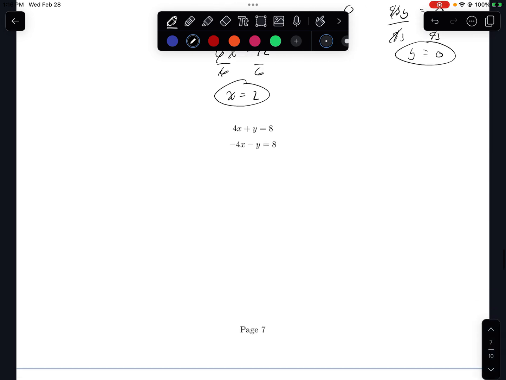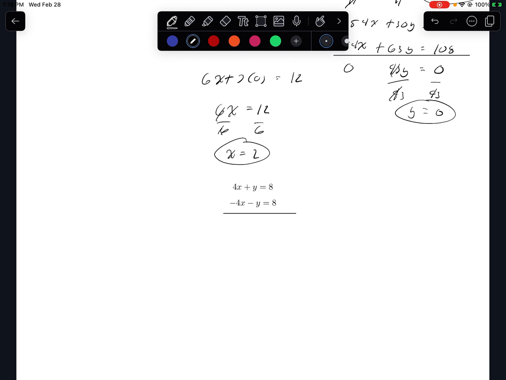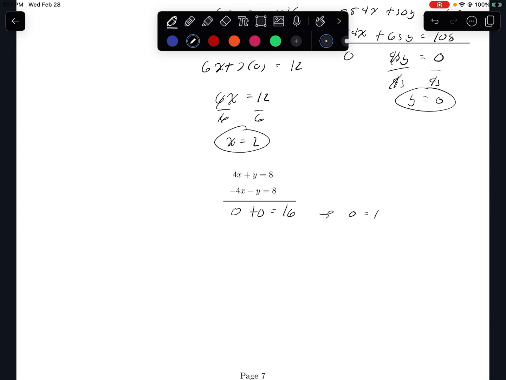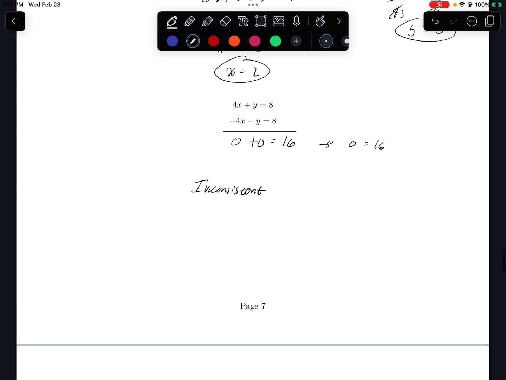Okay, so now let's try this one. Here we have 4x plus y equals 8, and negative 4x minus y equals 8. Okay, so let's go ahead and do a basic addition here. So if we do that, we can do negative 4x and 4x. That's going to give us a 0. Y and negative y equals 0. 8 plus 8 is 16. Okay, sweet. So if we do that, that gives us 0 is equal to 16. So we would actually say that these two are inconsistent. So anytime you try to simplify this by any of these methods and you get something that is nonsense, like 0 equals 16, we say that these two equations are inconsistent.